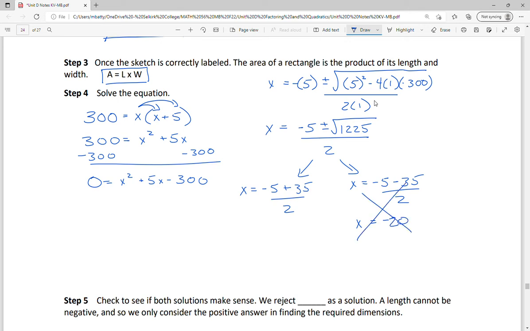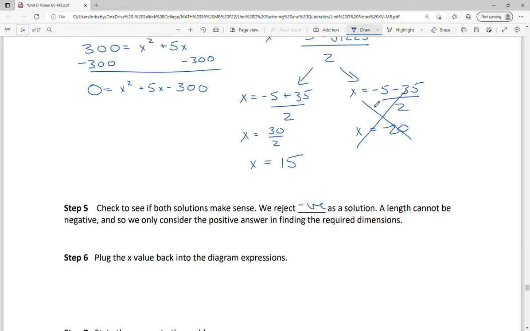We're going to reject that one because that doesn't make any sense in the world of geometry. And this one we're going to hone in on a little bit. So that'd be 30 divided by 2, x would equal 15. Now this gives me a little bit more information. So let's keep going on the steps here. I get ahead of myself. We check to see if both solutions make sense. We're going to reject the negative solution because length can't be a negative. So now we only entertain the positive option.